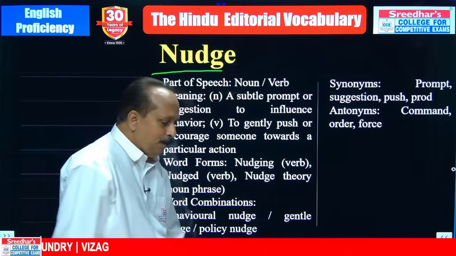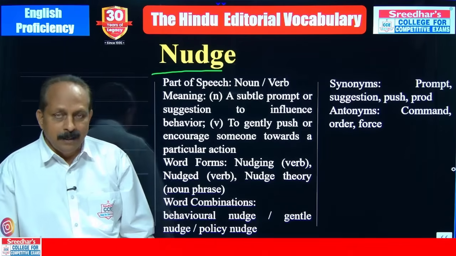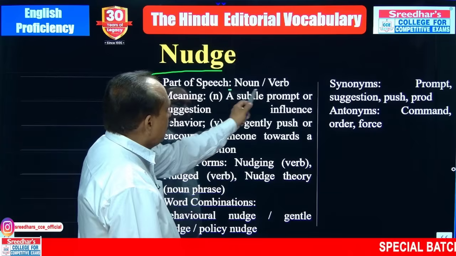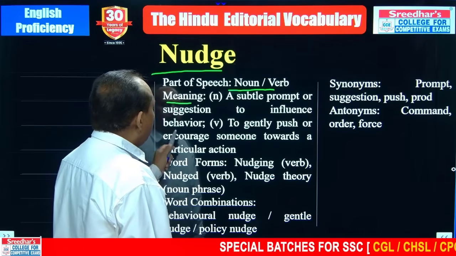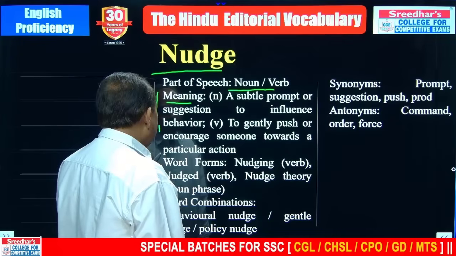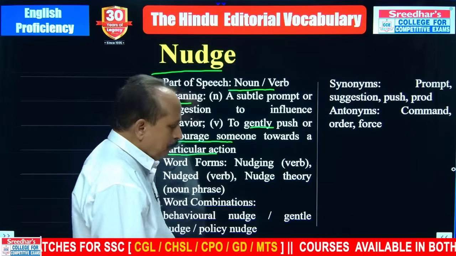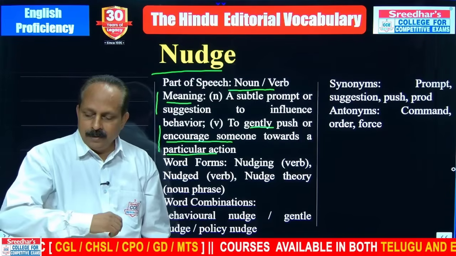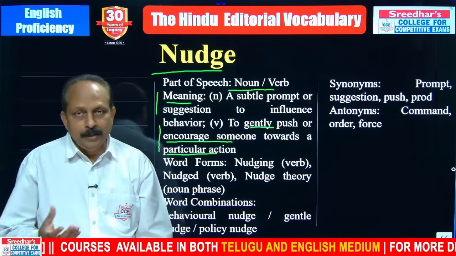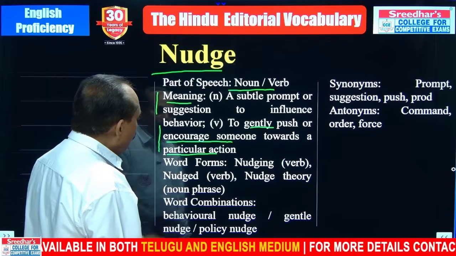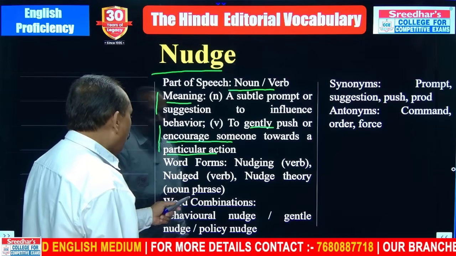Nudge is an important word. It goes with everyday English. It also goes with effective English. That's why it has been used in the editorial. It can be a noun, it can be a verb. Meaning, as a noun, a subtle prompt or suggestion to influence behavior, one meaning, but generally we use it in this meaning, to gently push or encourage someone towards a particular action. How do you push? Using your elbow. Slightly you touch your friend with your elbow. That means you want him to do something and you do it in a gentle manner. That is called nudging. Word forms: nudging, verb; nudged, verb, regular verb; nudge theory, noun phrase.